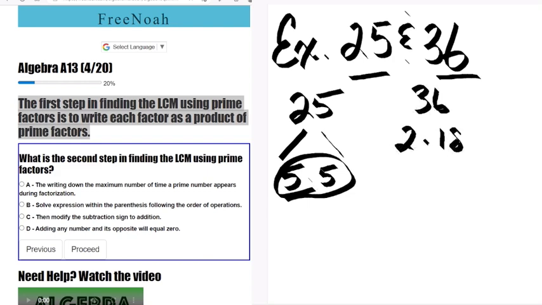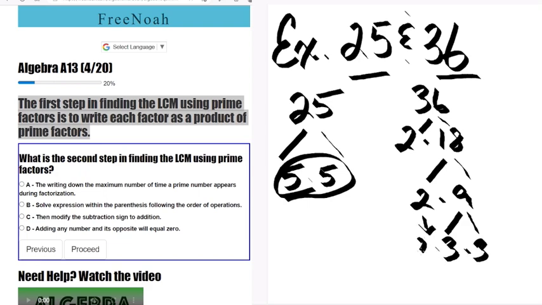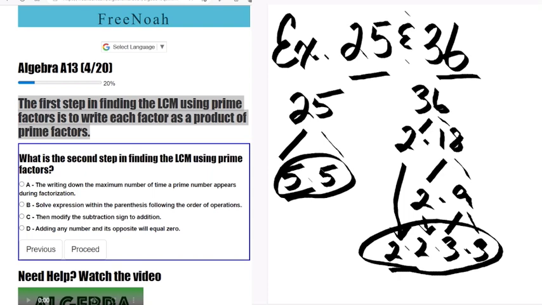2 times 18. We could break 18 down. 2 times 9. And let's break down 9. We have 3 times 3. Let's combine this 2, bring it down, and let's also combine this 2 and bring this down as well. We get a full prime factorization of 2 times 2 times 3 times 3 for 36.